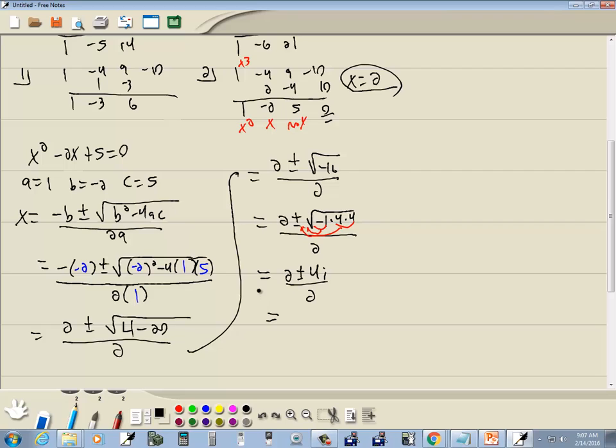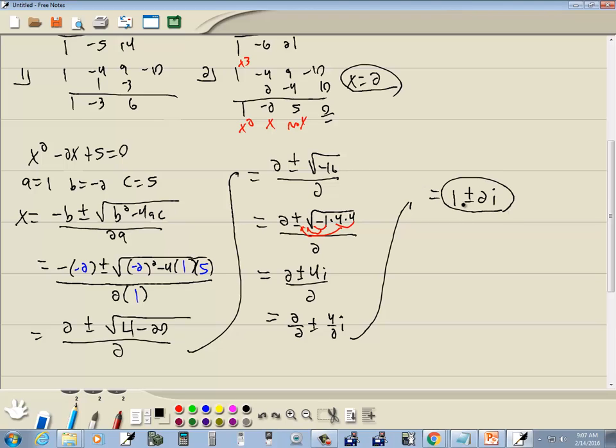Whenever you have an imaginary part appear in your problem, you want to split up the real part separate from the imaginary part. So I'll put the 2 over 2 plus or minus the 4 over 2 with an i to the side, which gives us 1 plus or minus 2i.